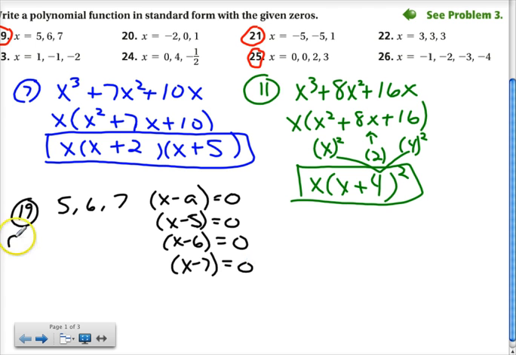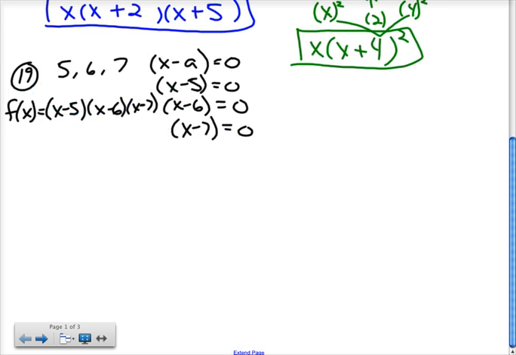So we're writing a polynomial function, we'll just call it f of x, and it has the factors x minus 5 times x minus 6 times x minus 7. So now what I need to do is multiply those together. Since there isn't any special pattern here, I'm just going to go ahead and multiply those last two together and use FOIL on that. That will give you x squared minus 7x minus 6x, which is minus 13x, and a negative 6 times a negative 7 is going to be a positive 42.